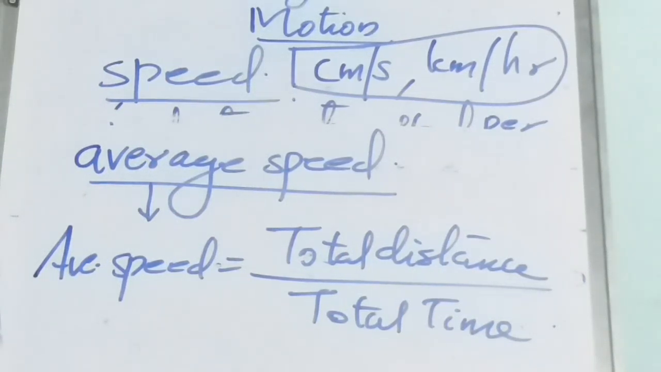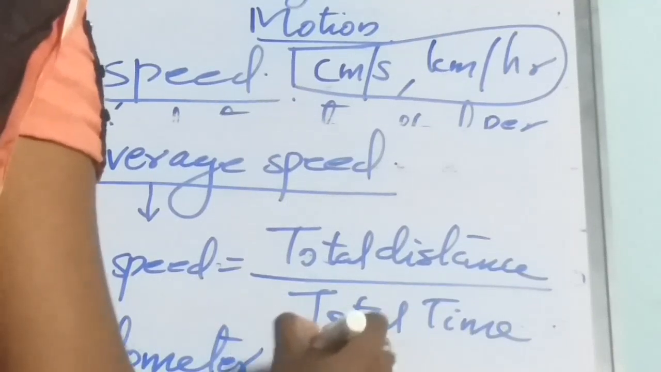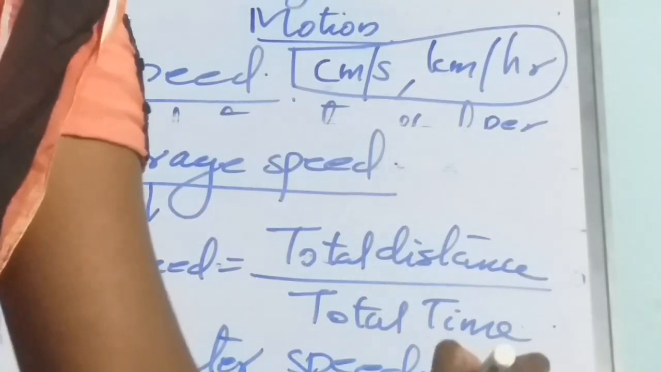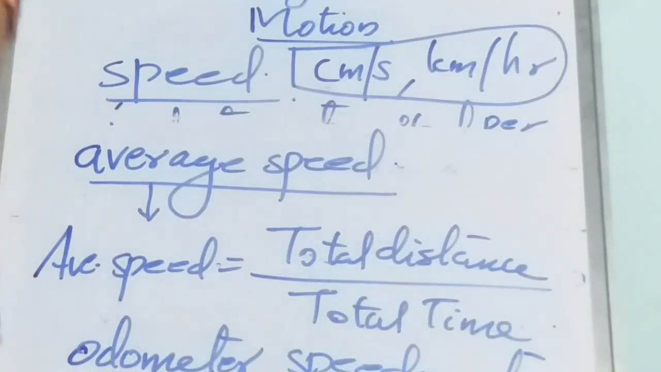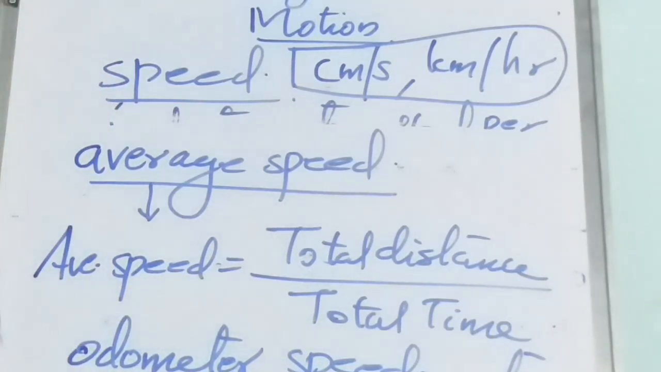Okay, that is about speed. Next we have two devices, the odometer and the speedometer. The odometer is a device used to measure the distance travelled by vehicles. The speedometer is a device used to measure the speed of vehicles.